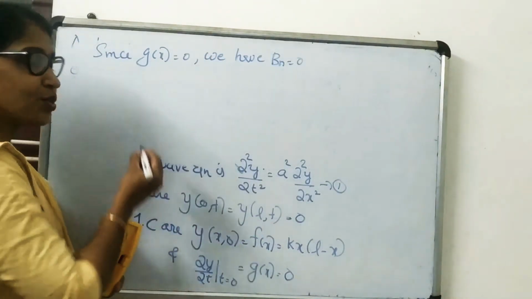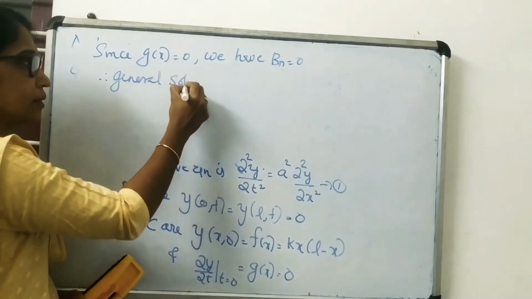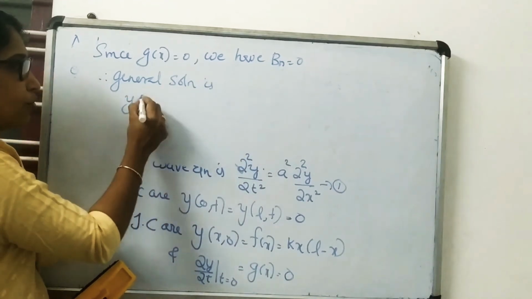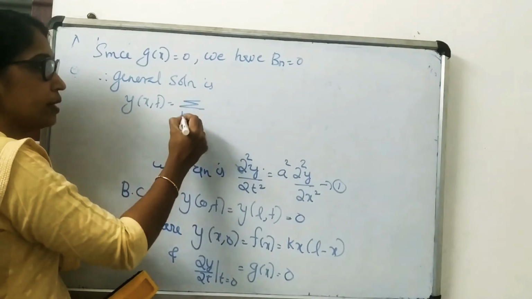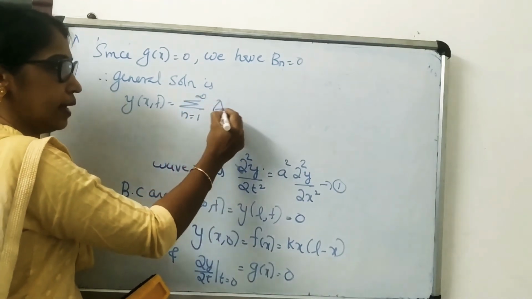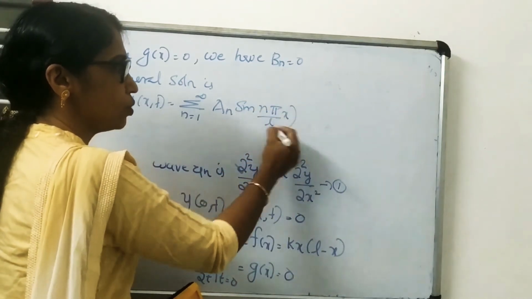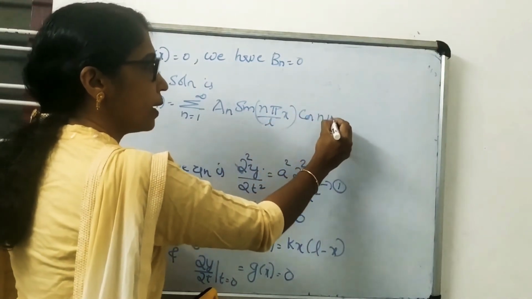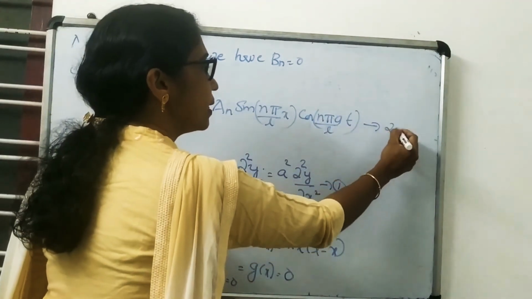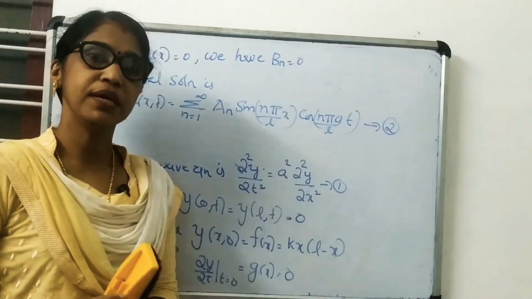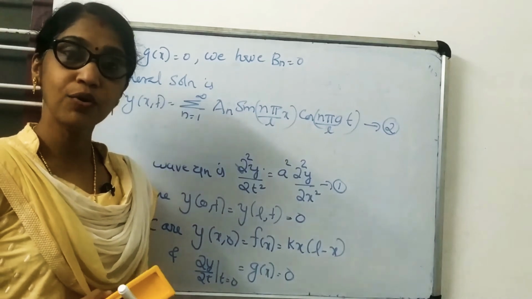Therefore, what is the general solution? Y of x,t is equal to, only an will be present. So sigma n equal to 1 to infinity an sin n pi by L x into cos n pi a by L t. So this is the general solution. Bn is 0, so only this term is present. Okay, now we have to find out an.